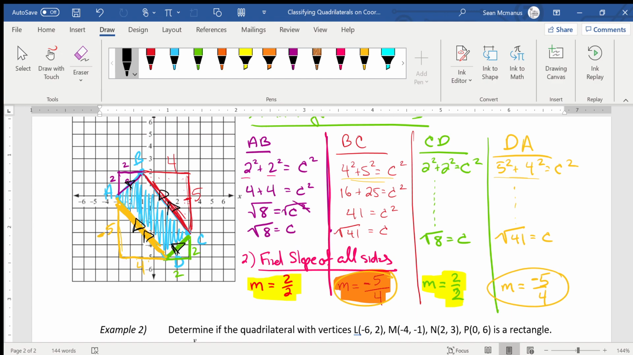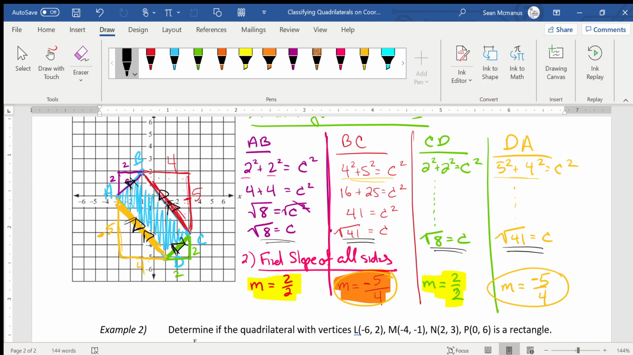Do I have congruent opposite sides? Square root of 8 and square root of 8 for the short sides, those are the same length. Square root of 41 and square root of 41 for the long ones, those are congruent. So far I'm looking pretty good. But now I have to determine, do I have 90-degree angles?